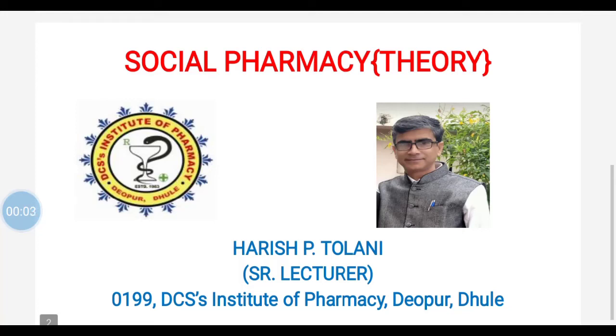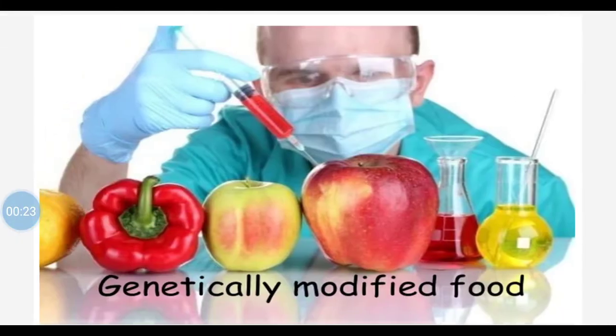Hello friends. So continuing with the subject social pharmacy, last time we have covered artificial ripening, its effects, and then use of pesticides. Now today the next topic is genetically modified food.